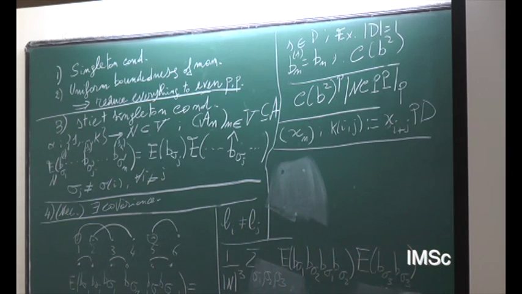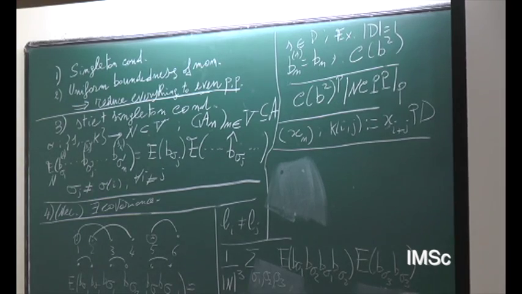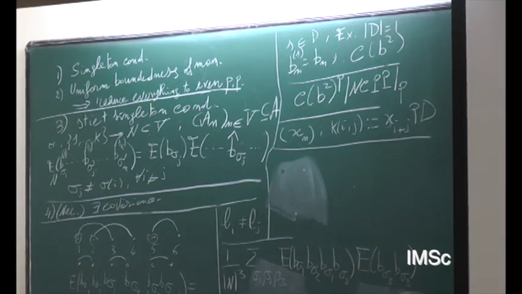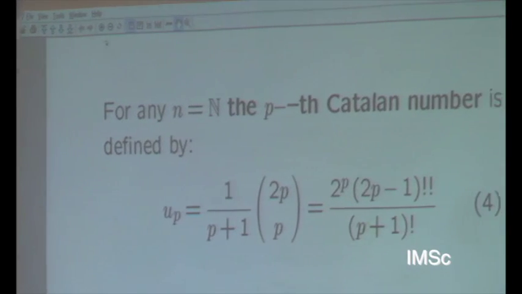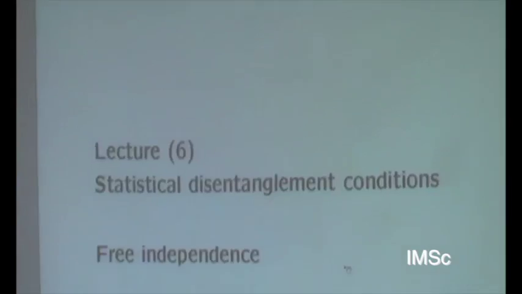Now, let us do the second simplest example. The second simplest example is, you see, remember what is the fundamental point. The fundamental point is that we have an entangled ergodic theorem.